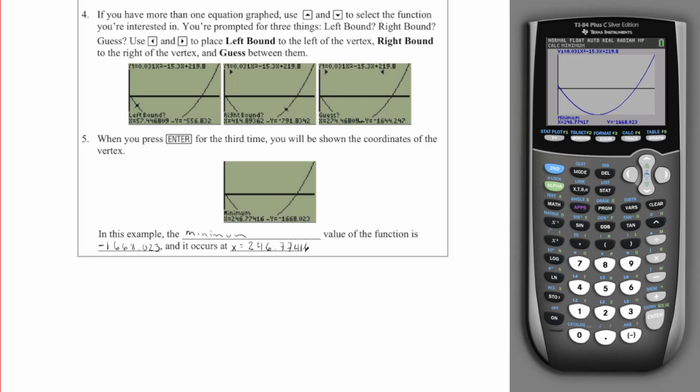So the calculator can find the coordinates of the vertex. We have to know whether it's a maximum or a minimum, and we have to get it on screen. Should you use the calculator or the vertex formula? Whichever seems easiest for a particular problem.